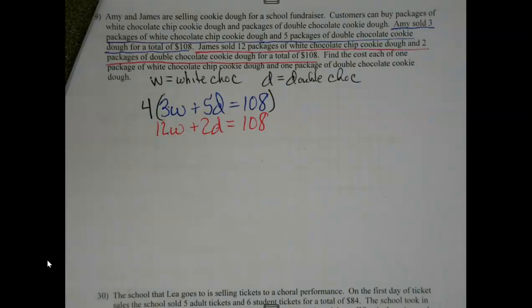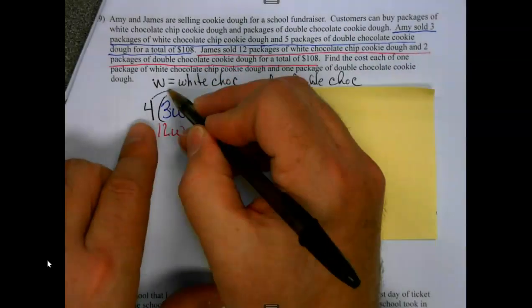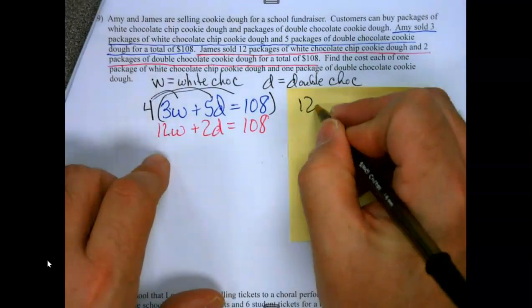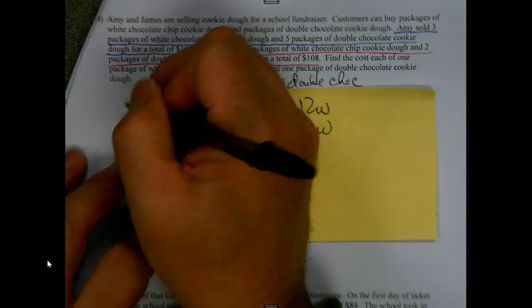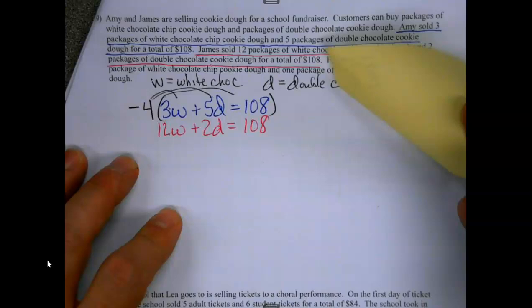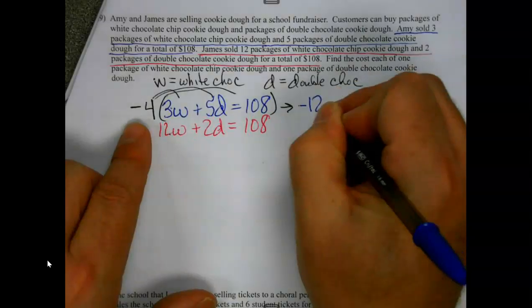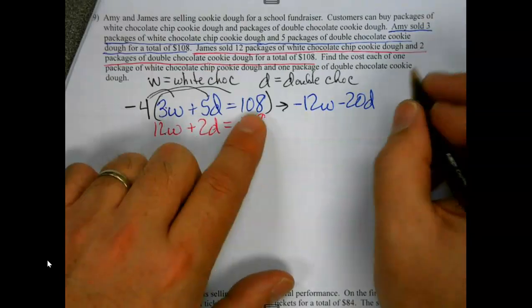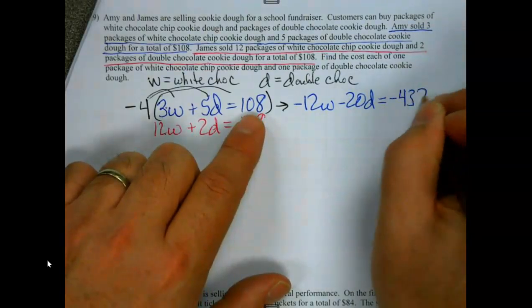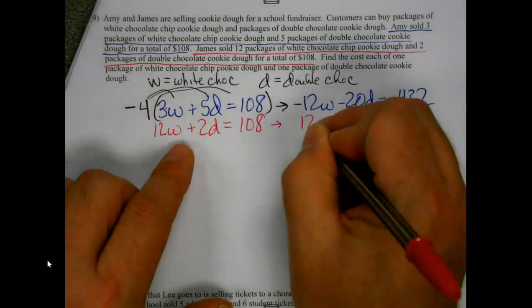But I'll do this on a post-it note, which again is the hardy way of saying don't do this. Just kind of see. If I started to distribute here with that 4, I'm going to have 12W on top and 12W on the bottom. That doesn't cancel. They're both positive. So this time I got to pop a negative in here to make sure this works out well. So we got negative 12W and negative 20D. Oh boy. And negative 432. And I'm going to leave the bottom one alone.